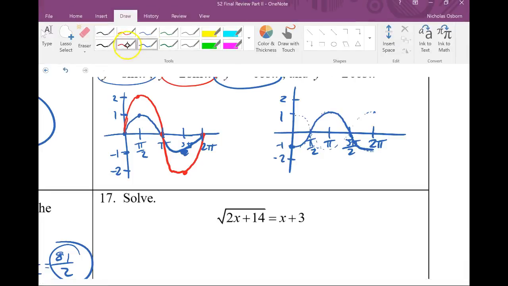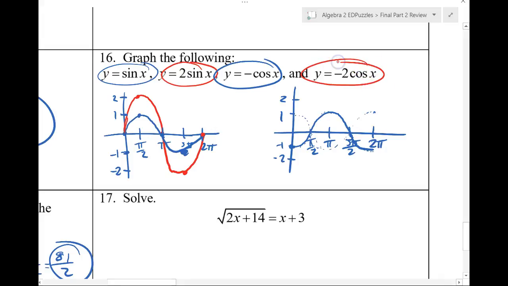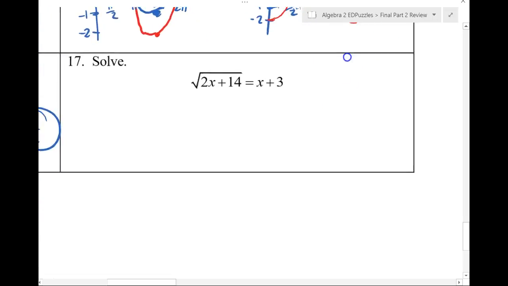Now, we're going to do -2 cosine. So again, it has that same pattern, starts below because it's negative. And it's going to go back to the center, just like before. But instead of going up to 1, now it goes up to 2. Comes back down through the center again, or through the middle axis. Instead of going down to 1, now it goes down to 2.